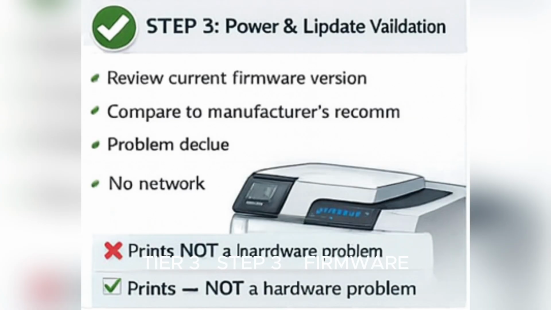Tier 3. Step 3. Firmware review and update. Let's do a firmware review and update. Verify the current firmware version and compare it with the manufacturer's latest release. Review the release notes for any known issues or bug fixes. You can either update the firmware if known bugs exist, or perform a rollback if a recent update caused the failures. Always document this step.